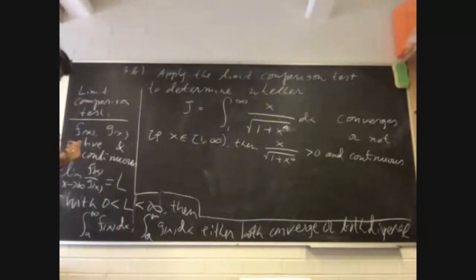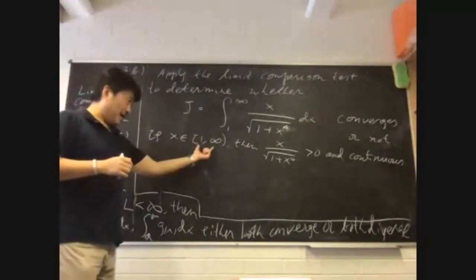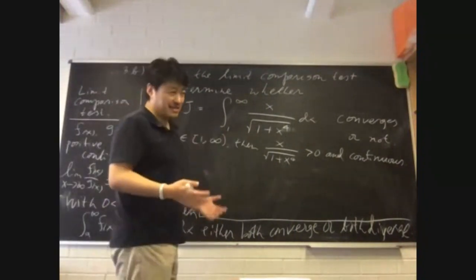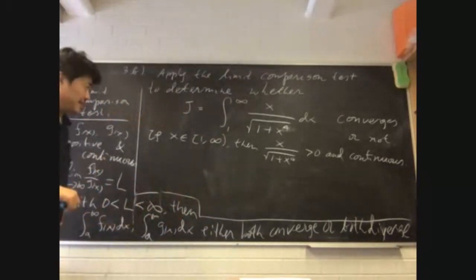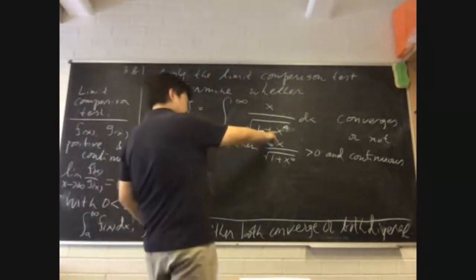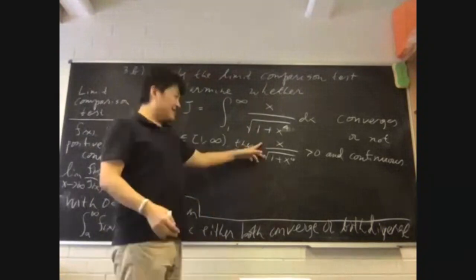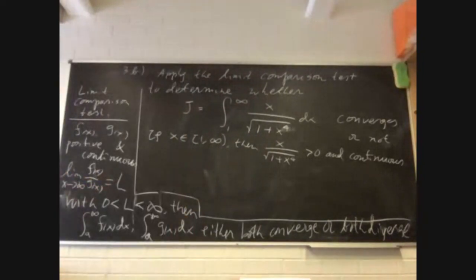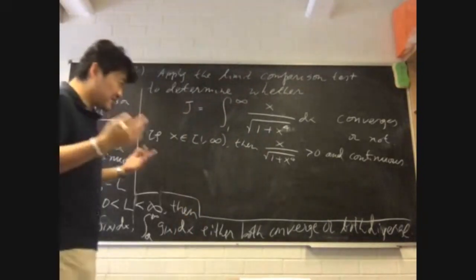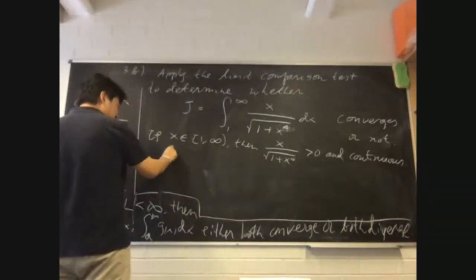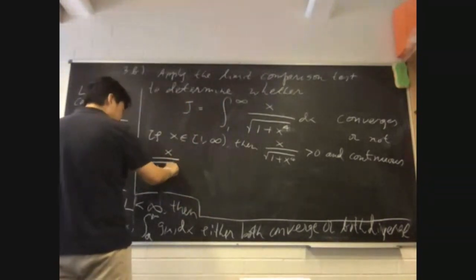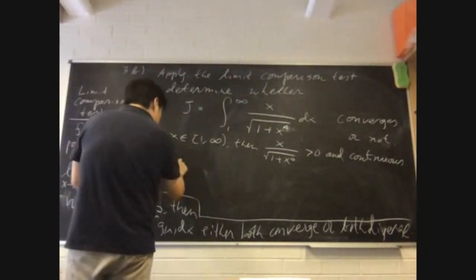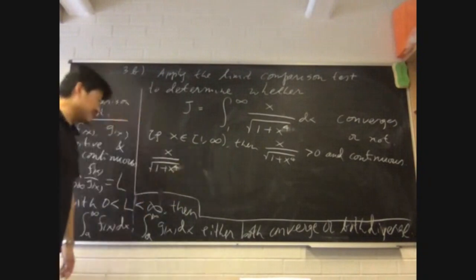I need another function, also positive and continuous on this interval, whose ratio with this function is positive and finite as I take x to infinity. Can I divide this function by some other function and get a finite and positive limit as x goes to infinity? That's really the question here, and hopefully the other function is some simple function. So let's just look at this and brainstorm a little before doing any computations.